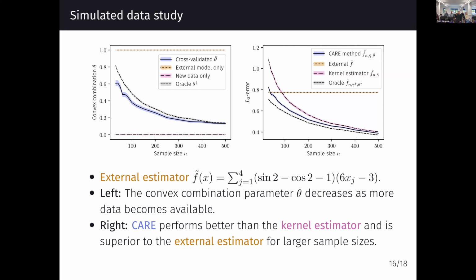Of course, the external estimator does not depend on the sample size, we just fix it. But as you get more data, the kernel estimator starts out actually quite bad because it just doesn't have enough data to fit such a flexible model. As the sample size increases, the kernel estimator starts to do well. And more importantly, the aggregated CARE method does better than either of them for almost all of the sample sizes. So it's correctly using the fact that we have this flexible estimator and this baseline estimator. If you use them both together, you can do better than either of them.